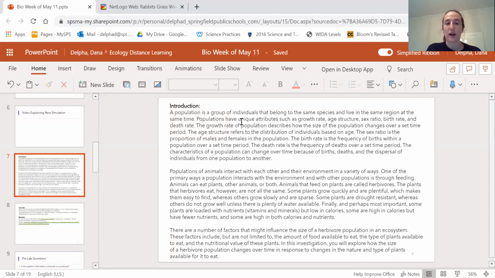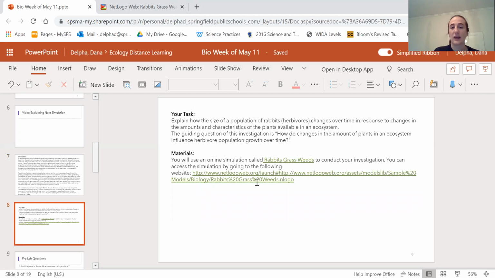So what we're going to look at in the simulation is if we change the amount of plants a rabbit has access to, how is that going to change how many rabbits are being born? If there are more plants in an ecosystem, can rabbits reproduce more? Or if there are less plants in an ecosystem, can rabbits reproduce more? So that's what we're going to test today.